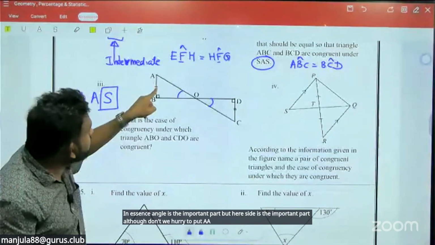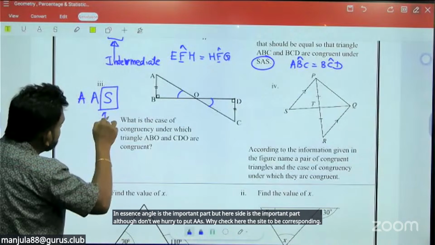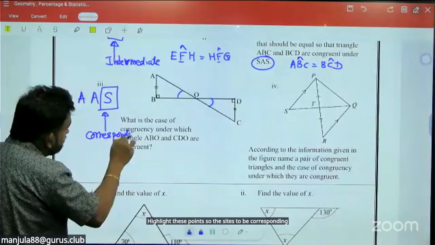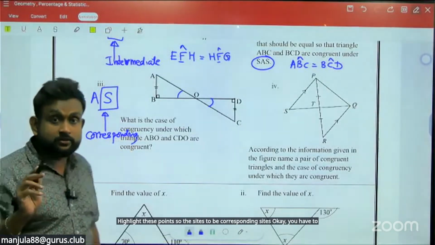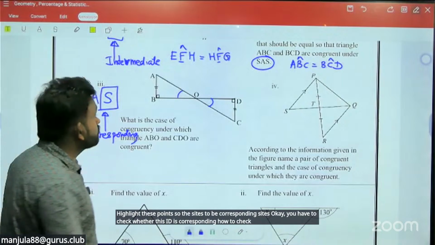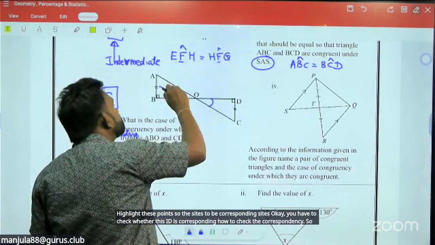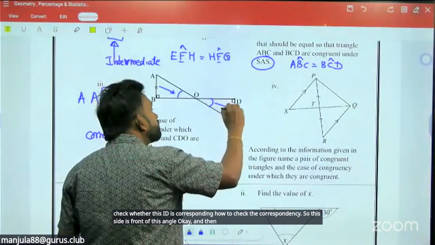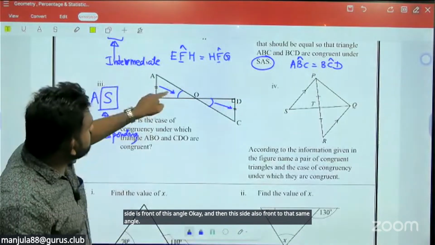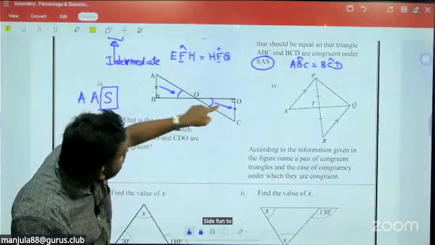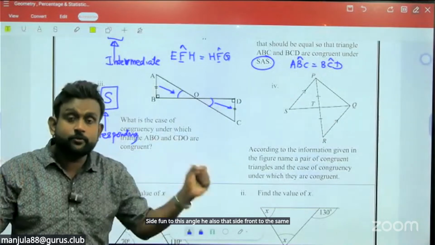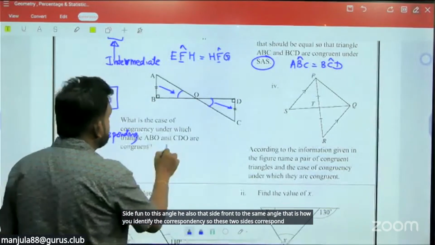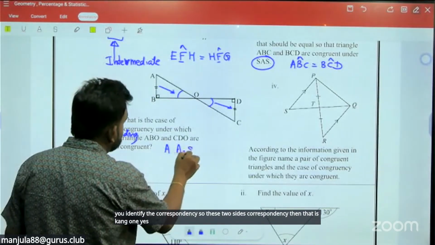Why? Check here that the sides are corresponding. Highlight these points: the sides must be corresponding sides. You have to check whether the side is corresponding. How to check the correspondence? This side is in front of this angle, and this side is also in front of that same angle. The side in front of this angle, here also that side is in front of the same angle. That is how you identify the correspondence. So if these two sides correspond, then they are congruent, yes, under the angle side case.